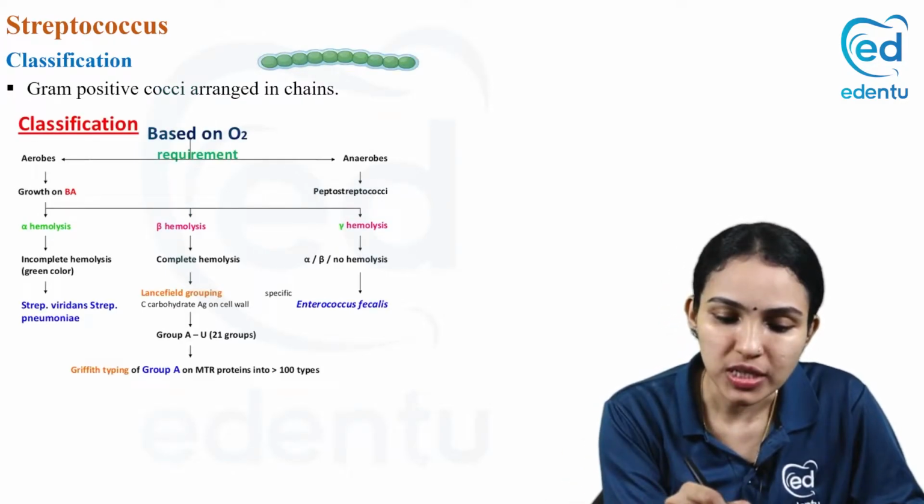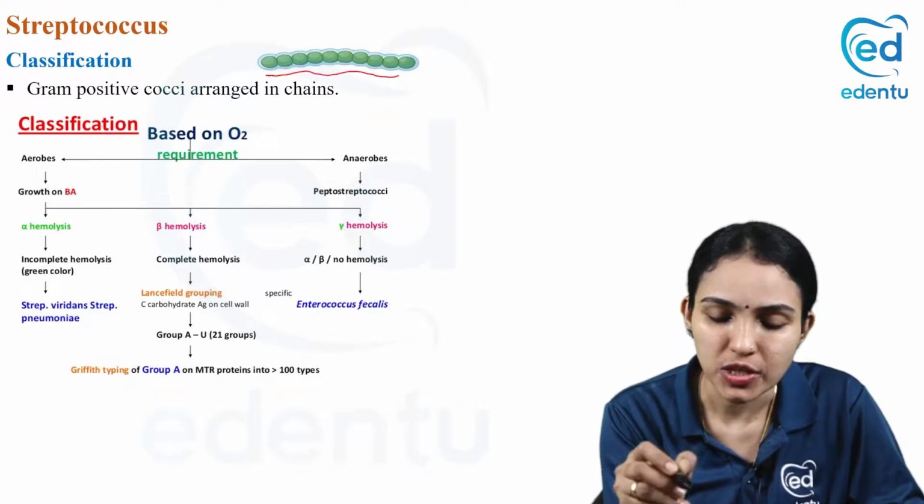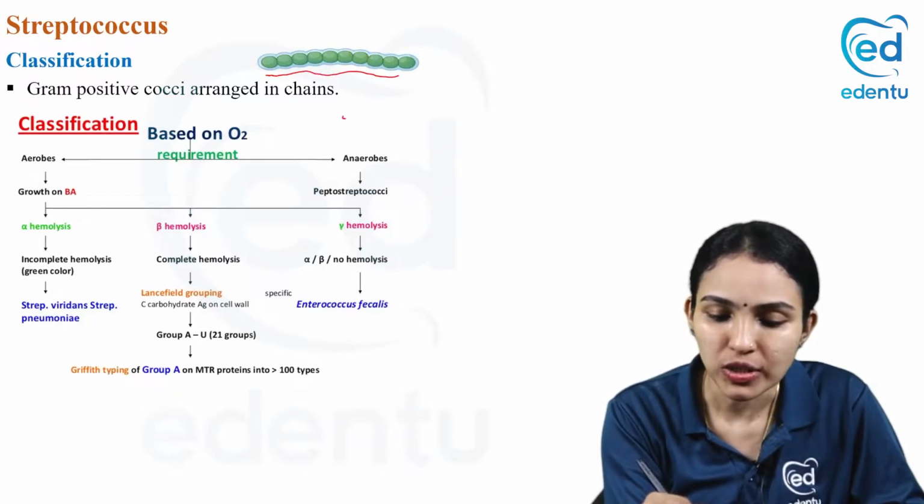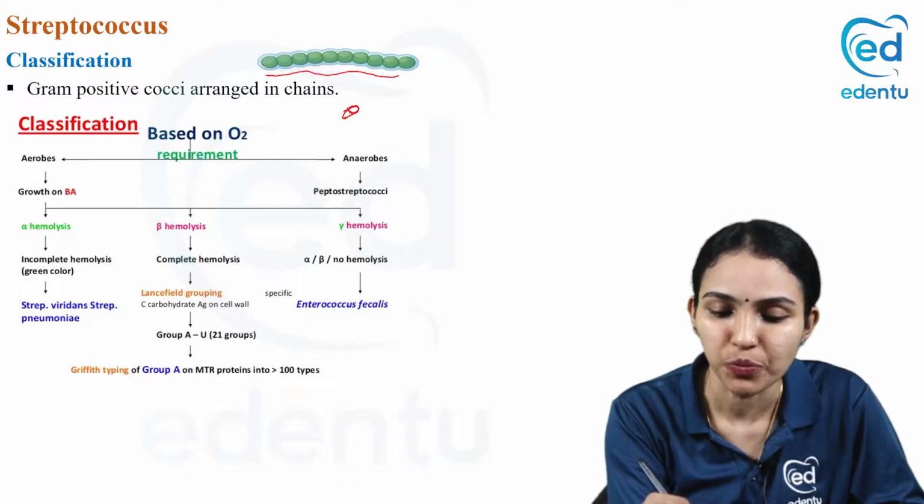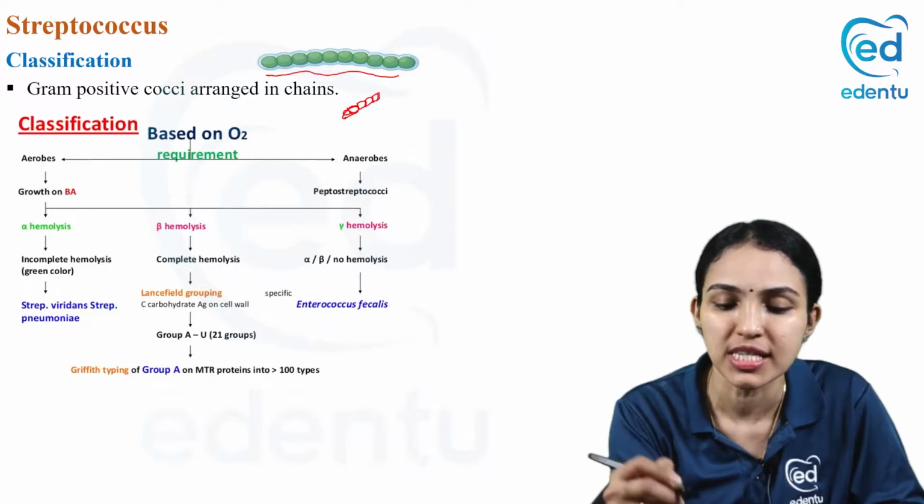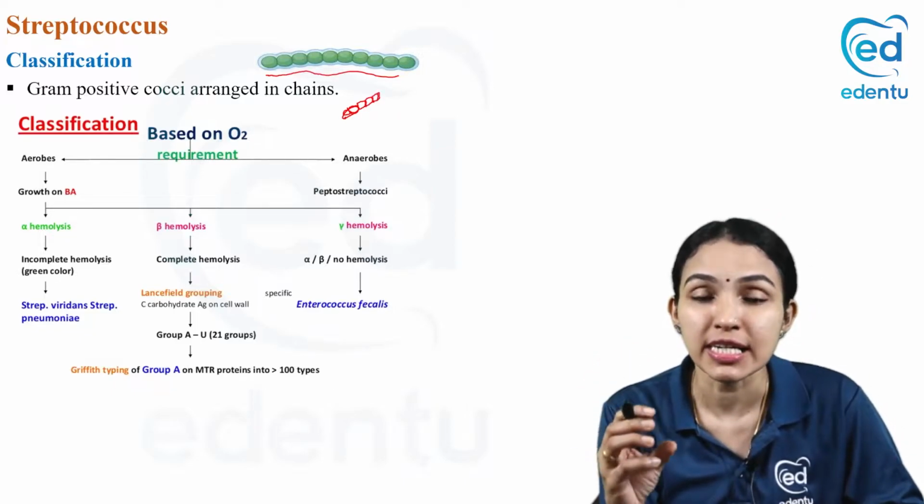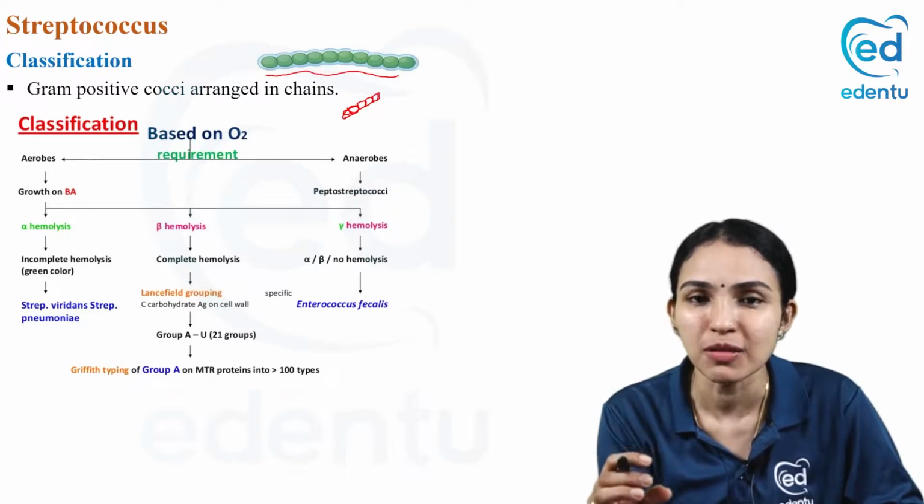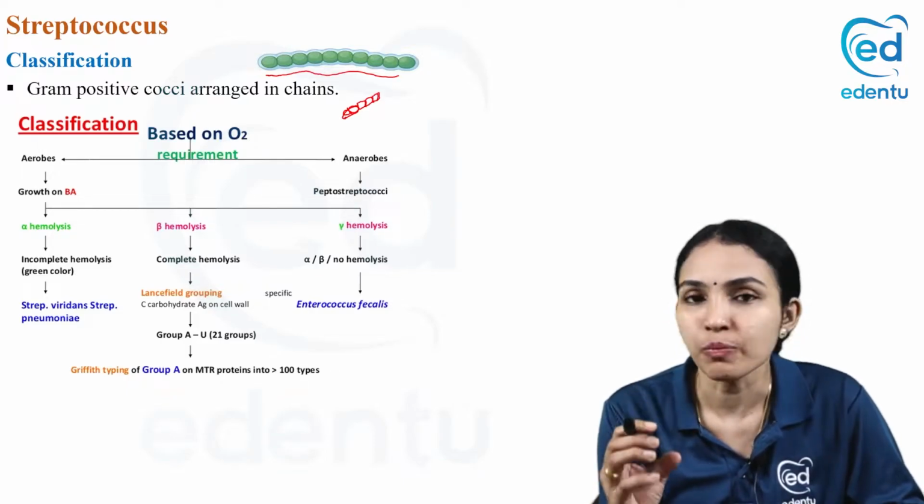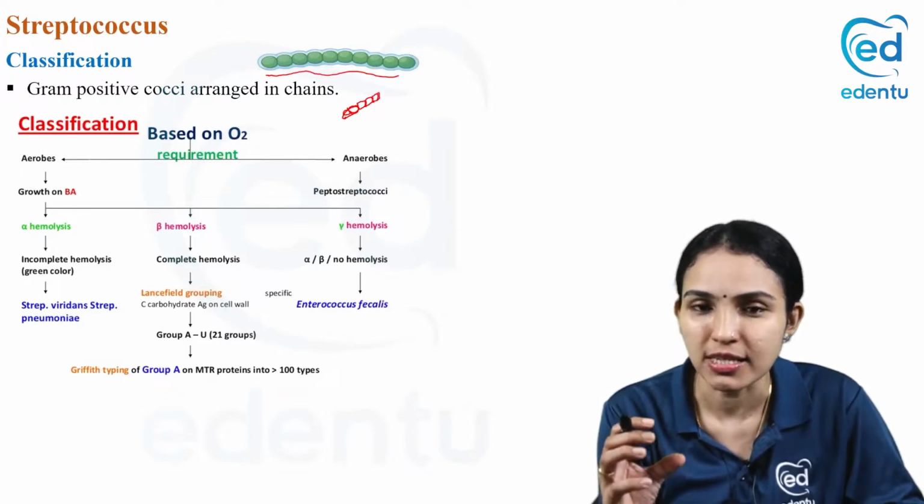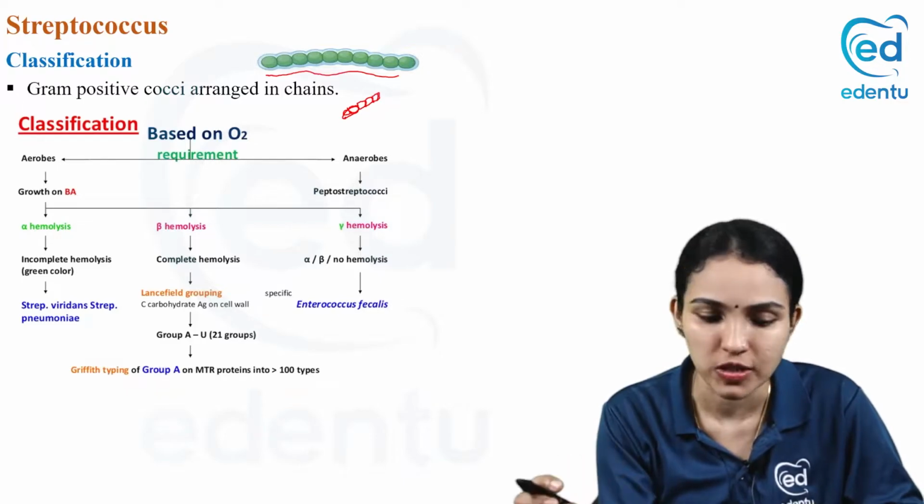In this image, you are seeing cocci in chains. What happens is, when this cocci divides and becomes two, it won't get separated from each other. So bacteria divide by binary fission, but here they fail to get separated from each other. That leads to the appearance of chains in microscopy. So gram-positive cocci arranged in chains, that is how we describe the morphology of Streptococci.